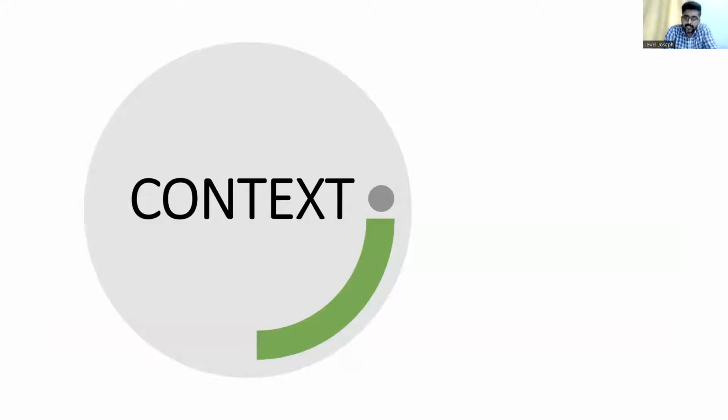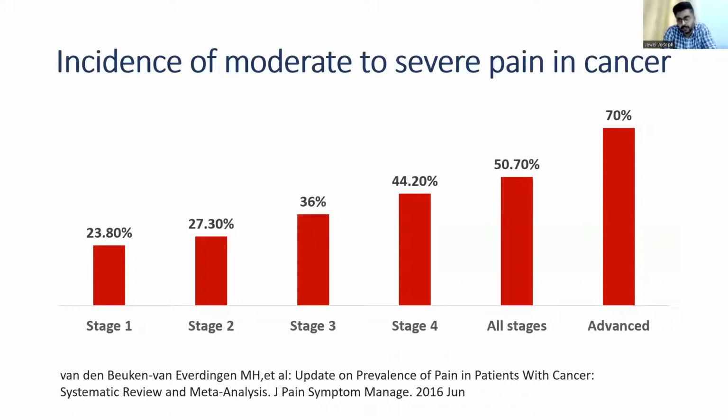We are just taking an example of cancer, which is one of the most important issues that we come across in palliative care. In this data, you can see that in all stages of cancer, right from stage 1 to stage 4, pain is an important problem. 23.8% of patients having stage 1 cancer have pain, which goes up to 44.2% of patients having stage 4 cancer. Overall, in all stages, around 50%, half of the patients with cancer, are having significant pain. And in advanced cancer, it goes as high as 70%.